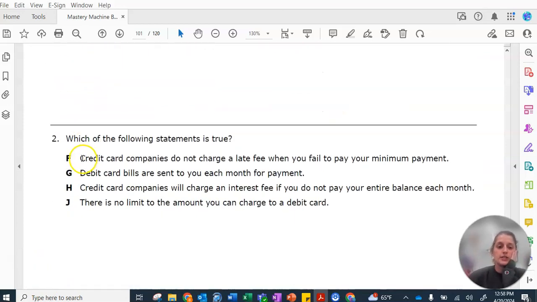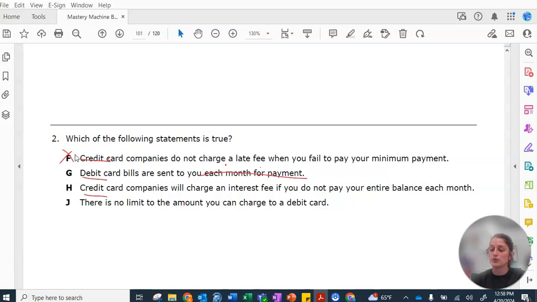Which of the following statements is true? Ooh, this is another one about money, about credit cards and debit cards. Credit card companies do not charge a late fee when you fail to pay your minimum payment. They do not give you that money for free. They're not like, oh, it's okay, you didn't want to pay us back this week, whatever, all good. No, that's definitely false. They will charge you a lot of money if you are late to pay them what you owe them. Debit card bills are sent to you each month for payment.